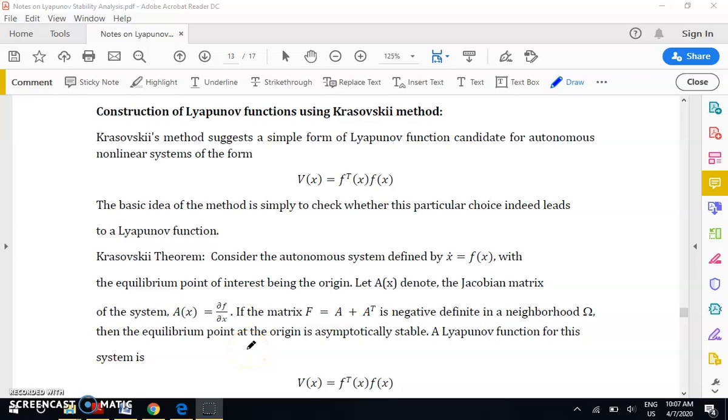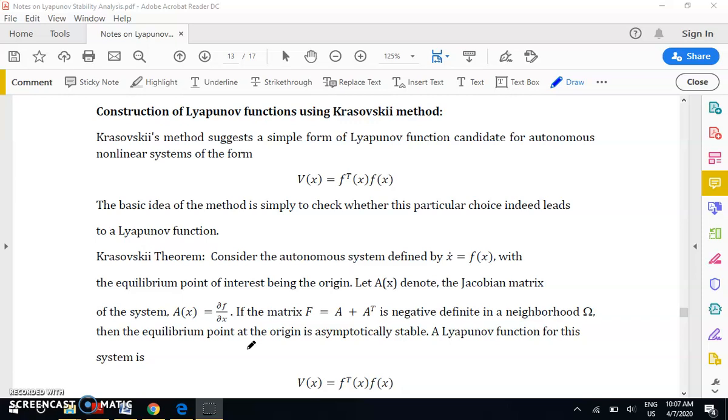Hello friends. So far we have seen that given a positive definite Lyapunov function, how to analyze the stability of equilibrium. However, the essence of this Lyapunov's direct method is that if we can find one such positive definite function which holds the conditions for stability, then the stability of equilibrium can be proved. However, the real challenge is to find such a Lyapunov function. So now we'll be looking at two methods for constructing a Lyapunov function.